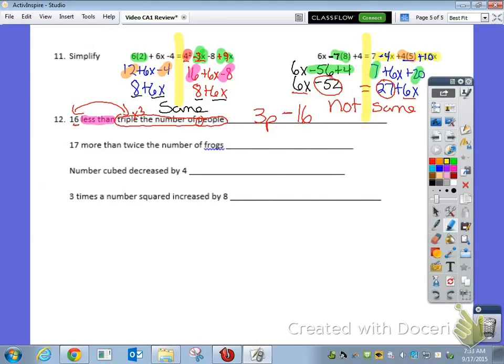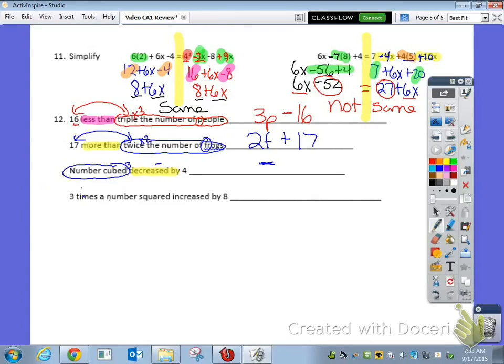The next one, you have more than, and when you see the word than, you have to switch the order. Okay, so more than means to add, and so 17 goes in the back. Twice means to multiply by 2. Twice the number of frogs, that'd be 2f. And then I have decreased by. Decreased by means to subtract. I do not switch the order. What's in front of it stays in the front.